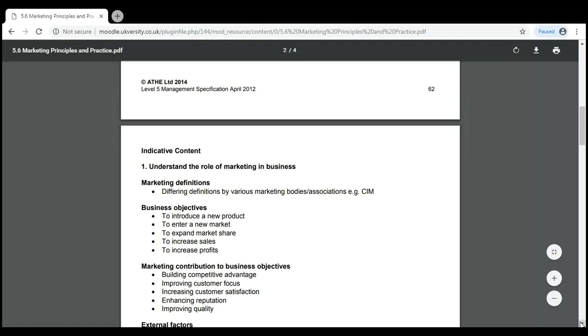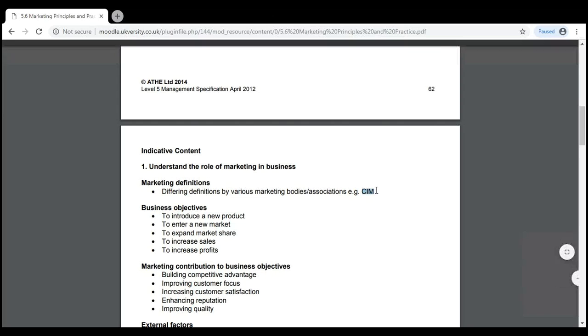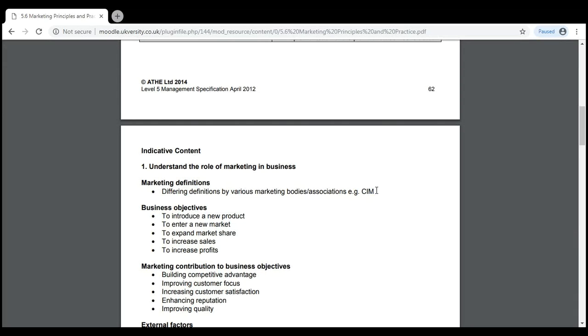We'll go through the definition of marketing according to CIM. As we are doing our marketing unit, it's good to know the Chartered Institute of Marketing. We are doing the ATHE Level 7 Diploma in Management, but there are other awarding bodies as well, like CIM, which is the Chartered Institute of Marketing. How do they define marketing, and what sort of definition is it?